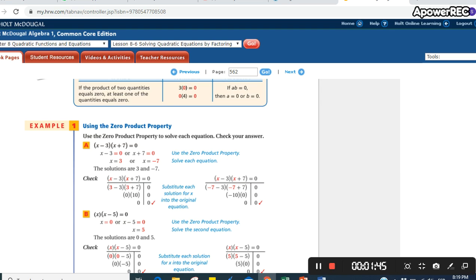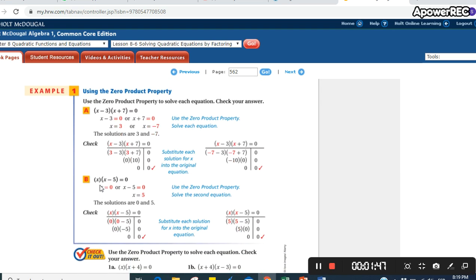In the second part, we have x times x minus 5. This is how they give you the exercise, and we follow the same guideline. We have those two parentheses, so we are going to equal each parenthesis to 0. That means we're going to equal this x to 0 like it is done over here, and we're going to equal x minus 5 equal to 0 like it is done over here. Out of these solutions in here, we find that x is equal to 0 and x is equal to 5.